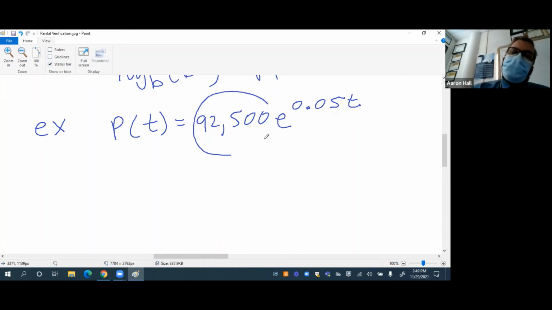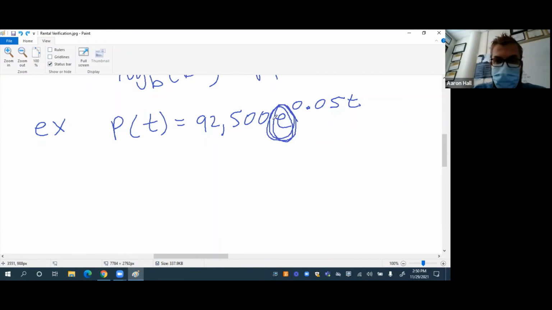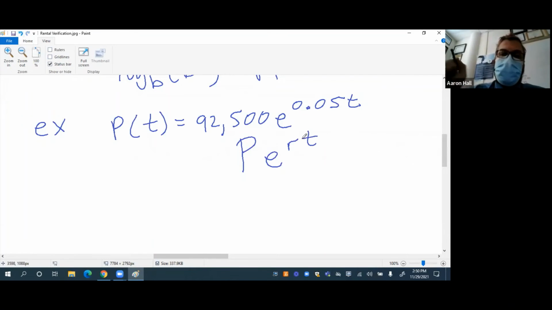So what does this number here represent? The population of the city at the initial date, right? That's our 0th term. And then this e means what? Continuous growth. Remember our equation, PERT? So our e means we have continuous growth. And then what does this mean here?